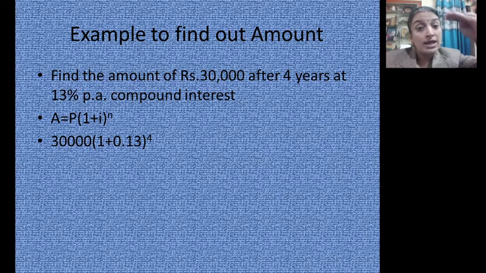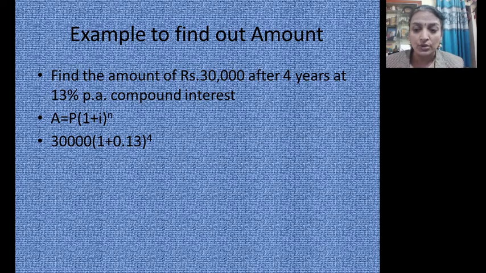After 4 years. What is 4 years? It is n, meaning period. n is equal to 4 years. 13%, that is the rate of interest. R is equal to 13%. Isn't it? But in the formula, we are not making use of R. Here it is 1 plus i. i represents the rate of interest divided by 100. 13 divided by 100, 0.13.